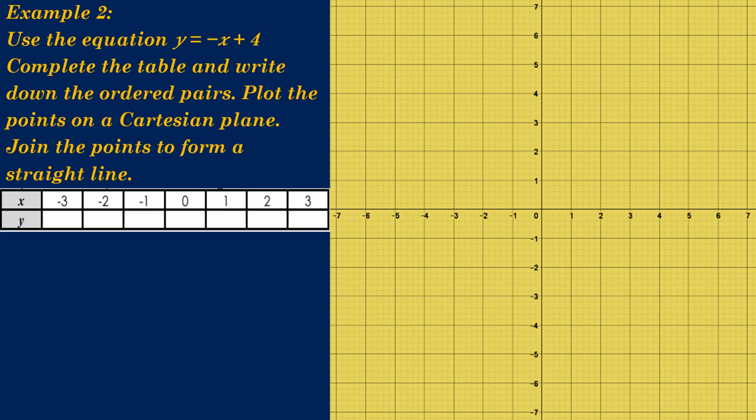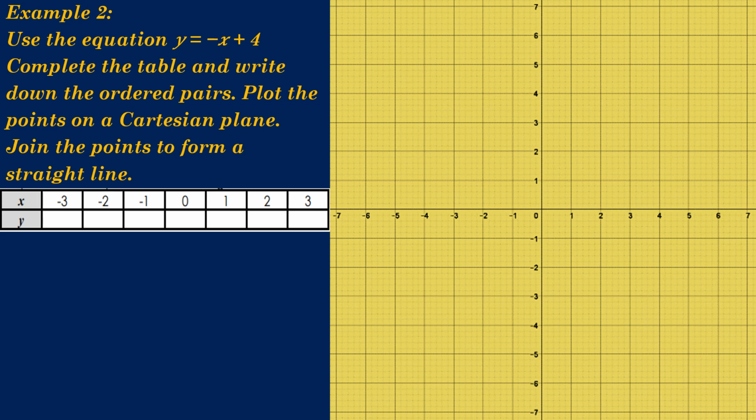Example 2 reads: use the equation y equals negative x plus 4, complete the table and write down the ordered pairs. Plot the points on the Cartesian plane and join the points to form a straight line. Grade 9, that is the procedure, and this should be the procedure that you always follow to be able to sketch the graph of the linear function. The first thing we're going to do is complete the table.